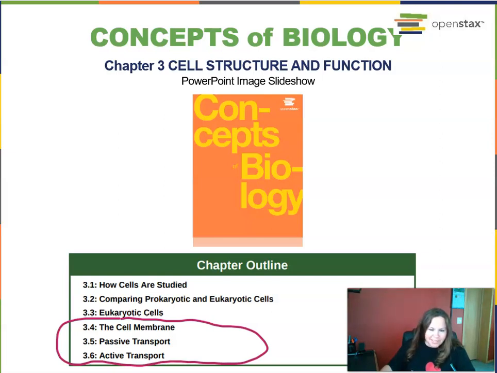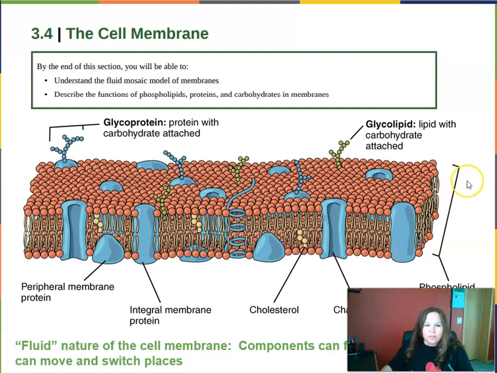Welcome back to the second half of Chapter 3, where we're going to focus on the last three parts about the cell membrane, passive and active transport, basically how a cell membrane allows things to go across it. So in our first section, 3.4 on the cell membrane, our goals are to be able to understand the fluid mosaic model of membranes and describe the function of phospholipids, proteins, and carbohydrates in cell membranes.